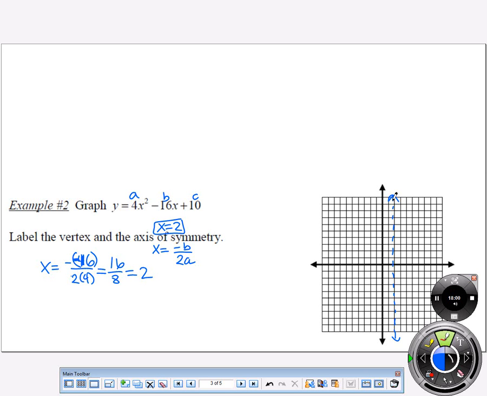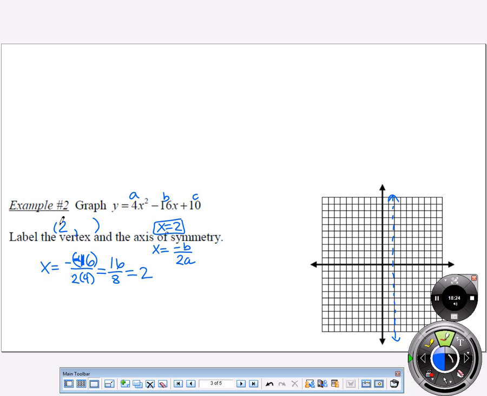Now, if I have the axis of symmetry, I should be able to find my vertex. So my vertex is an x and a y coordinate. What can somebody tell me about my vertex so far? Good. The x coordinate is 2. Otherwise, it's not going to line up on the axis of symmetry. Okay. How do I find the y coordinate that goes with this x coordinate?